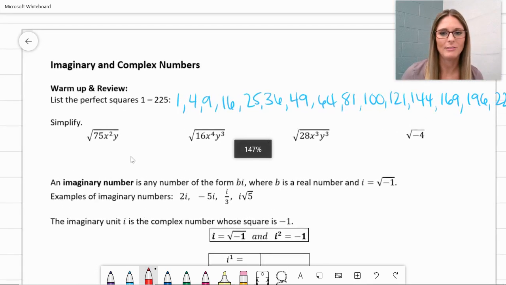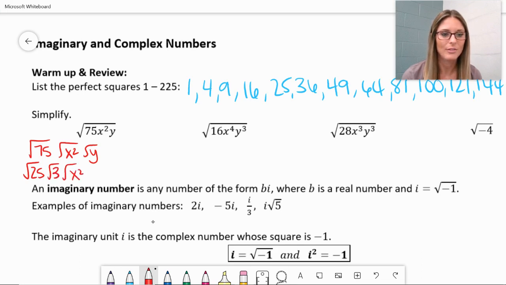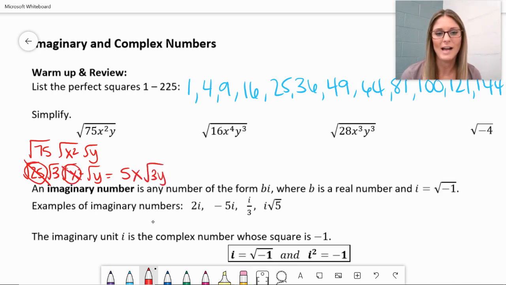So let's review that. How do you simplify radicals? Because guess what? You're about to have to do it. On this first one, square root of 75 x squared y. There are multiple things here in our radical. I'm going to separate those. The square root of 75 you can break up into 25 times 3. The square root of 25 is 5. The square root of x squared is a single x, and we're going to have to leave 3y in the radical.